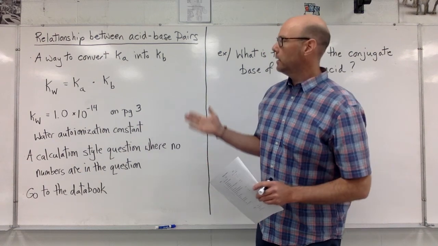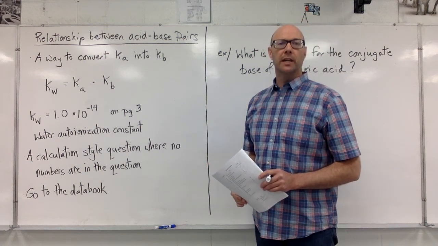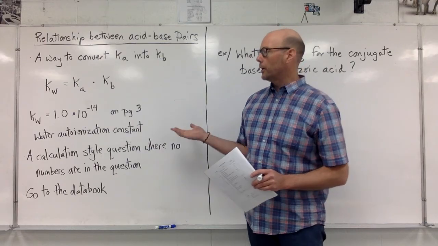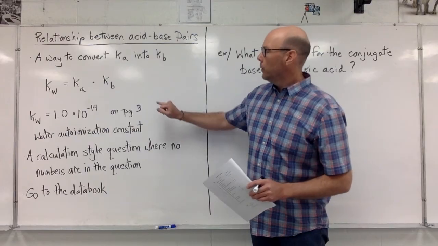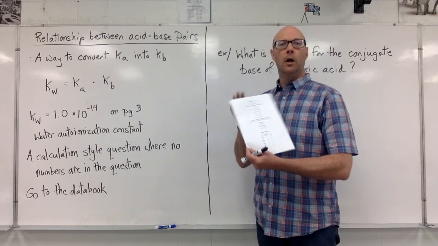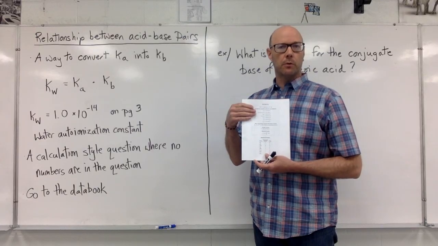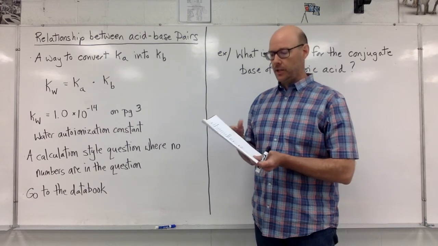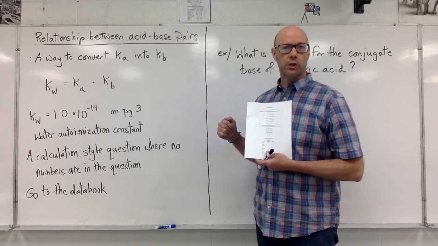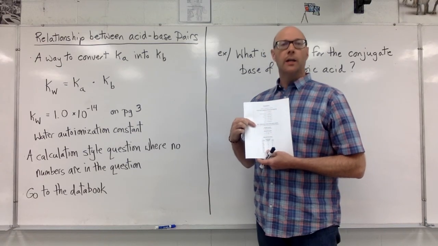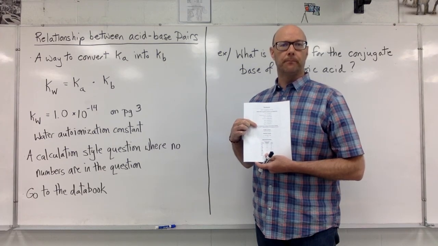Kw is a constant. It has a value of 1.0 times 10 to the power of negative 14. It's called the water autoionization constant. We don't need to memorize that. We can find it in the data booklet on page 3, where all of our other constants are. That's the place where we found specific heat capacities. It's the place where there's a unit conversion chart. It's page 3. We can find it right here. Kw 1.0 times 10 to the power of negative 14.